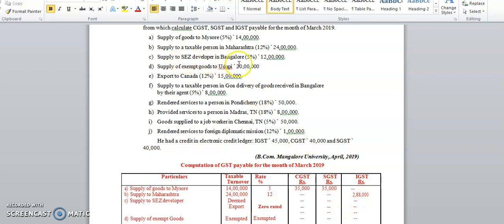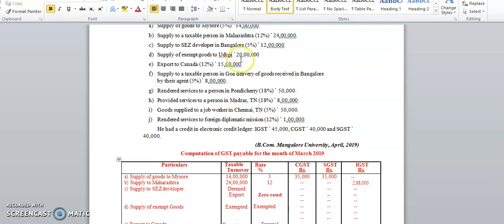Supply to SEZ developer in Bangalore. So goods have been supplied to SEZ developer in Bangalore, so it is not just export, it is deemed export. So in the taxable turnover column you are supposed to show deemed export and not rupees 12 lakh. You have to show it as deemed export and exports are zero rated. So in the GST rate column you are supposed to show zero rated and in rest of the columns nil.